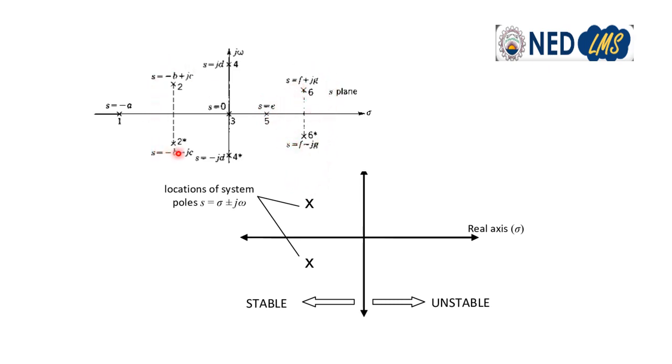This is also a conjugate pair of complex poles but with a negative real part, and this is a conjugate pair of poles with a positive real part. So these are different locations of poles. This is the stable region, that is the left hand side of the S-plane, and this is the unstable region.